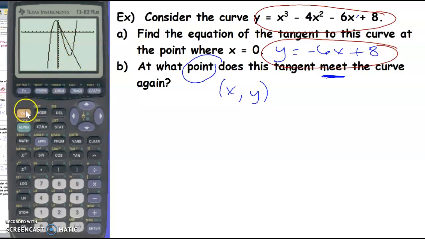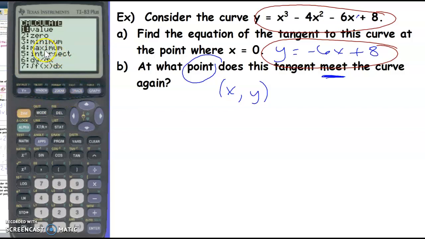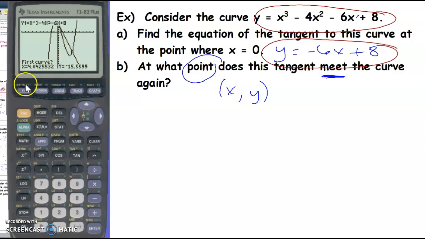Okay, so if you guys remember, you hit second trace to get to the calculate screen. Go down to number 5, and then hit enter. Okay, so I'm going to go ahead and move my cursor over here. Remember, you can only use the right and left buttons to move your cursor, so I'll move it over there. This one doesn't have the nice colors like our yellow ones do at school. So Y1, is that my first curve? Why, yes it is. So I'll hit enter.